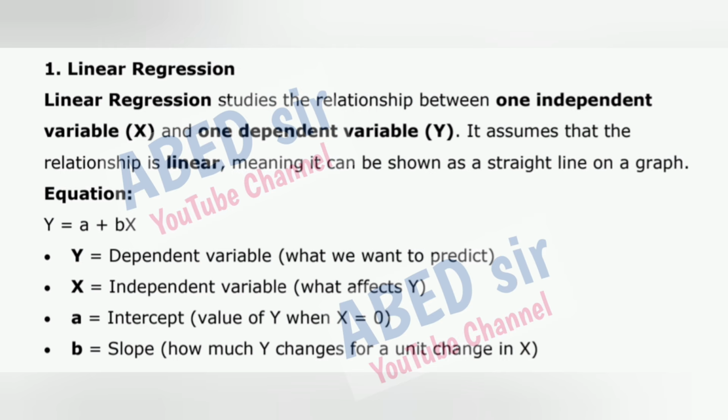1. Linear regression. Linear regression studies the relationship between one independent variable, x, and one dependent variable, y. It assumes that the relationship is linear, meaning it can be shown as a straight line on a graph. Equation. Y is equal to a plus bx. Y is equal to dependent variable, what we want to predict. X is equal to independent variable, what affects y. A is equal to intercept, value of y when x is equal to 0. B is equal to slope, how much y changes for a unit change in x.